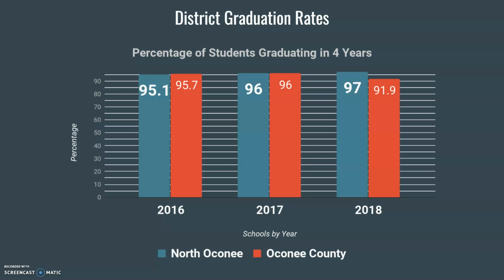As you can see, over the last 3 years, North Oconee High School's graduation rate has increased and remained consistently high. In 2016, North Oconee had a 95.1% graduation rate, and last year in 2018, we had a 97% graduation rate.